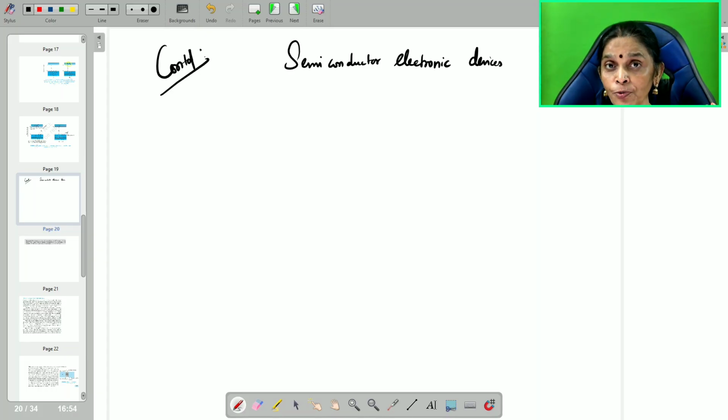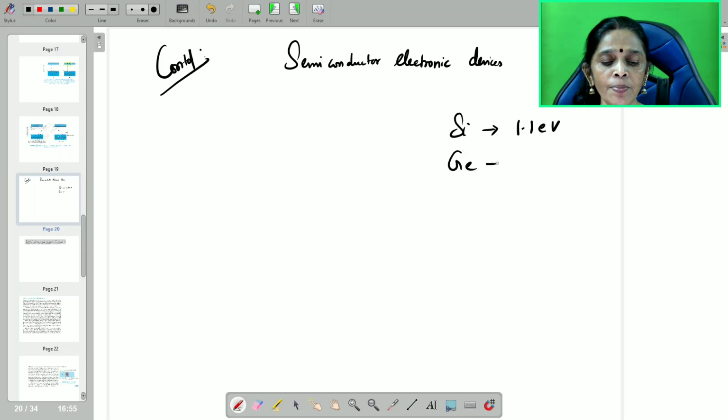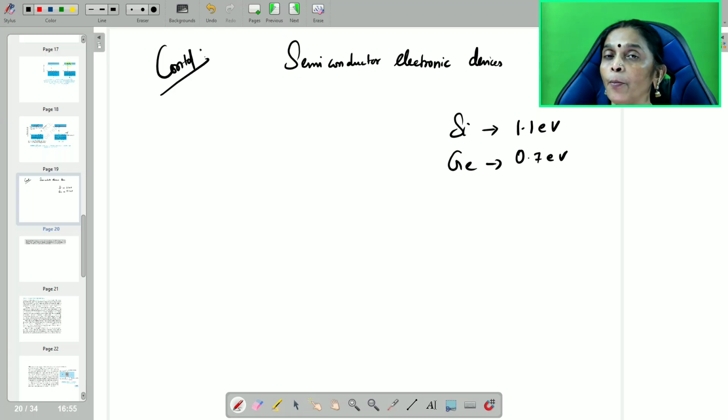But though the valency of germanium and silicon is 4, the ionization energy is different, because the valence electron in silicon is in the 3n state. What state? 3n state. So it is a little closer to the nucleus, whereas the valence electron in germanium is in the 4n state, a little far away from the nucleus. Therefore, the ionization energy is different. For silicon, it is 1.1 electron volt. For germanium, it is 0.7 electron volt. But both are used for making semiconductor electronic devices.